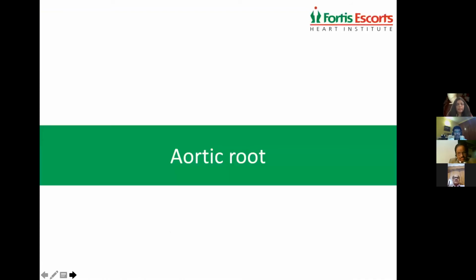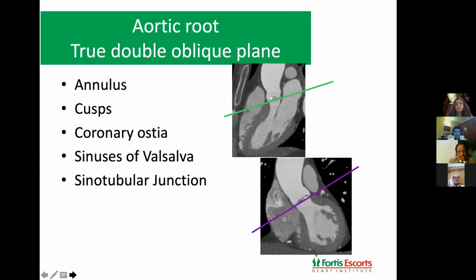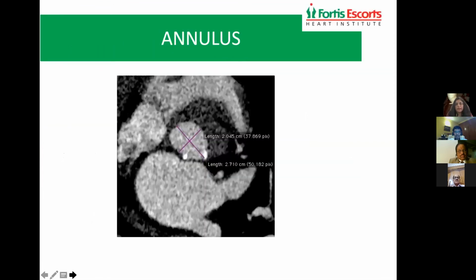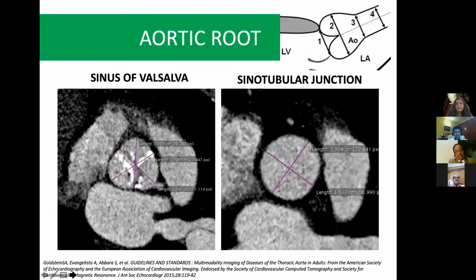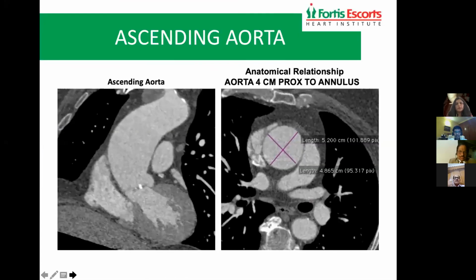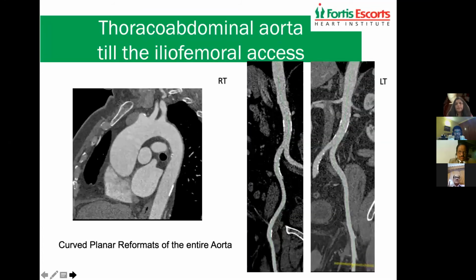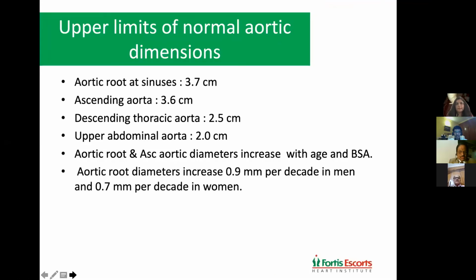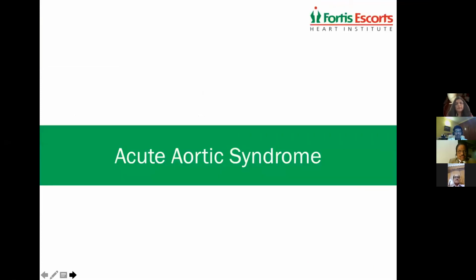The aortic root is measured in the true double oblique plane, and that's really for the TAVR measurements when we're doing the annulus, the cusps. So here is the annulus measurement we're looking at. Then we have the aortic root, the sinus of Valsalva, the sinotubular junction, the aorta, the height of the coronaries, LVOT, and all that can be assessed. Thoracoabdominal aorta can also be looked at in order to look at the iliofemoral axis. The upper limits of normal for aortic dimensions have been documented at various levels.